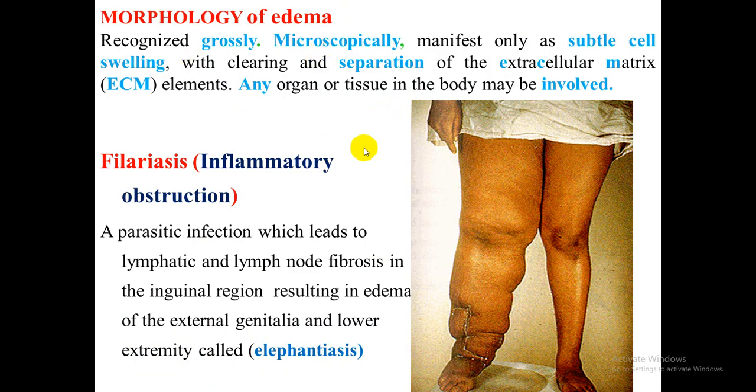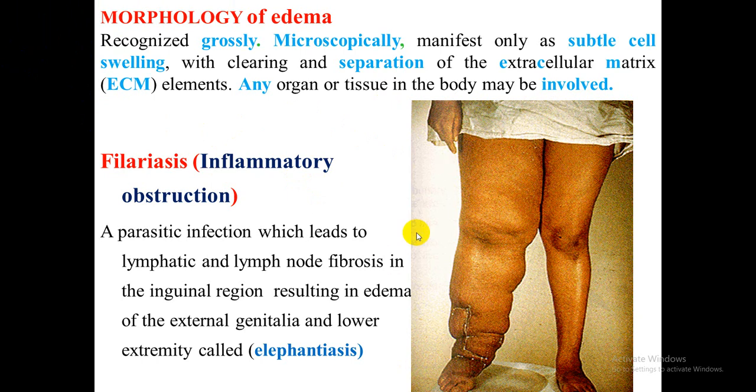Morphology of edema: it is recognized grossly. Microscopically, edema manifests only as subtle cellular swelling with clearing and separation of the extracellular matrix. As we saw in inflammation, there is extravasation, which we call inflammatory edema, and there is a loss of connective tissue. The white area represents accumulation of fluids, so there is loss of connective tissue or extracellular matrix. Any organ or tissue in the body may be involved by the edema. Here is a typical example of localized edema.